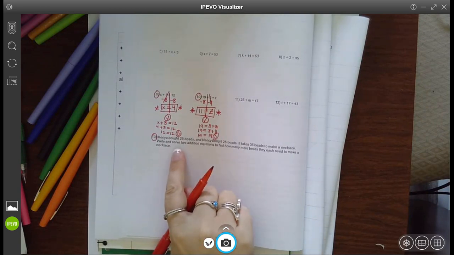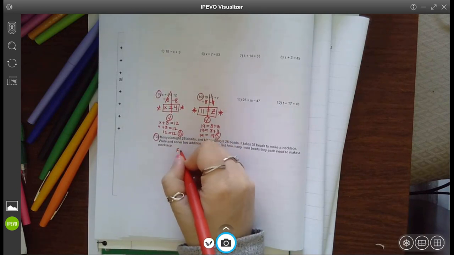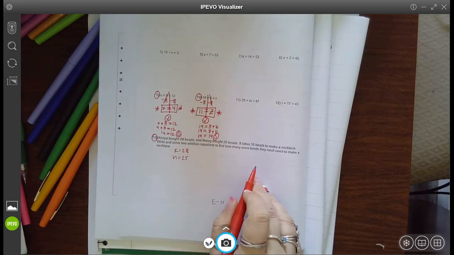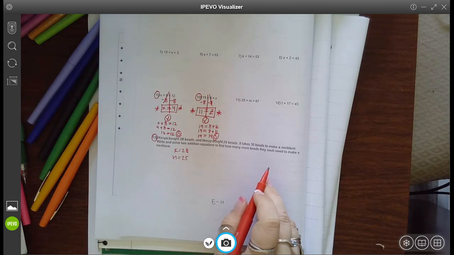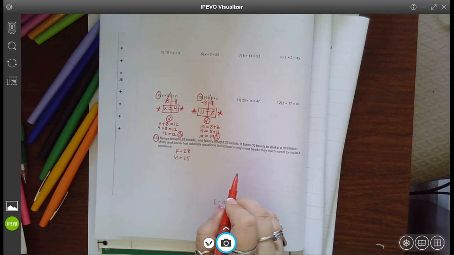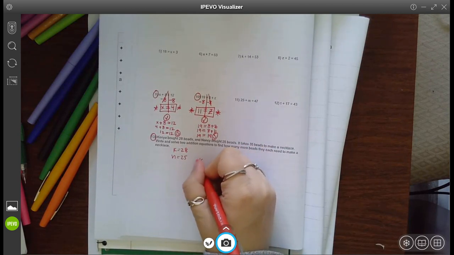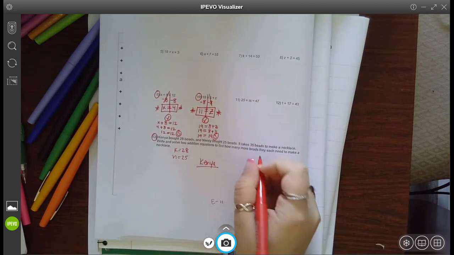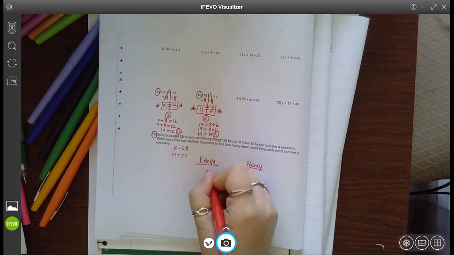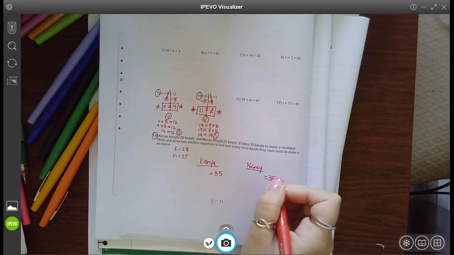Okay, it says Kenya bought 28 beads and Nancy bought 25 beads. So Kenya bought 28, Nancy bought 25. It takes 35 beads to make a necklace. Write and solve 2 addition equations to find out how many more beads they each need to make the necklace. So I have Kenya and Nancy. So regardless, they both need 35 beads total because that's how much it takes to make the necklace.